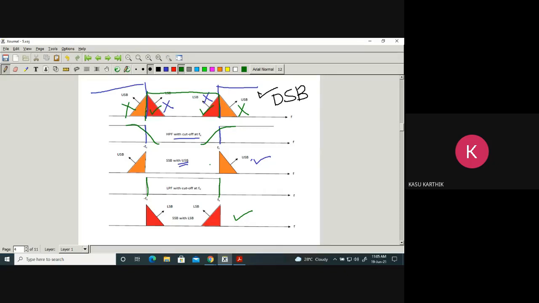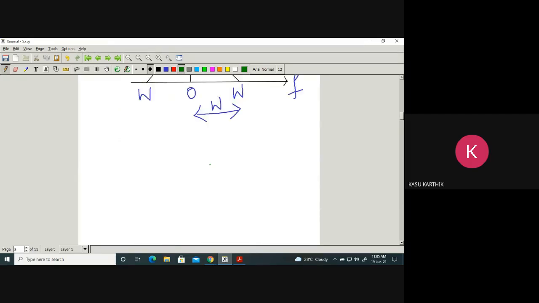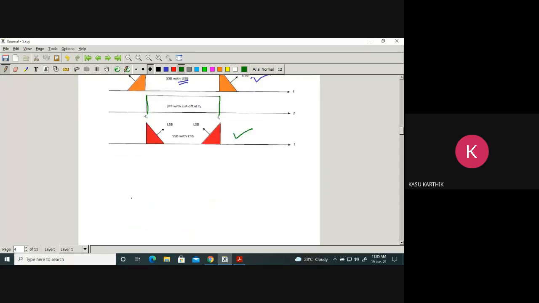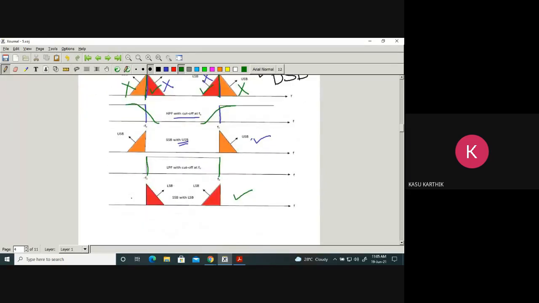That comes later. But as of now, this is one of the methods to generate SSB. The drawback of this method is that filters need to be ideal. Please remember this is a message signal which is starting from 0. This method of generating SSB is called frequency discrimination.